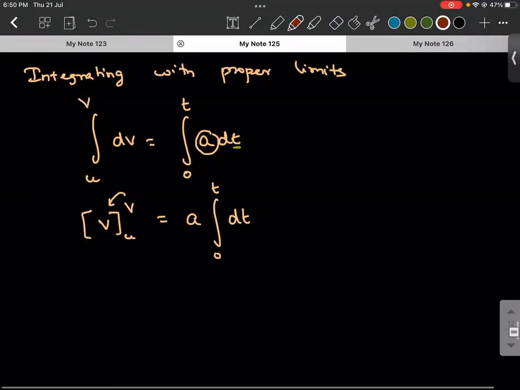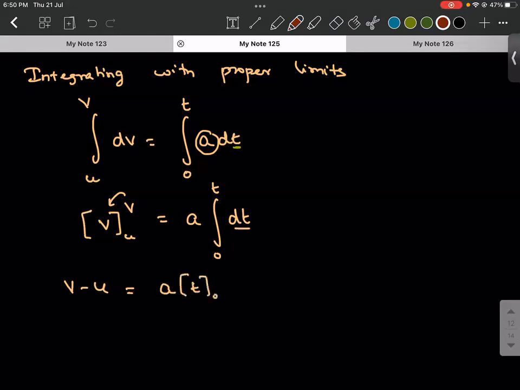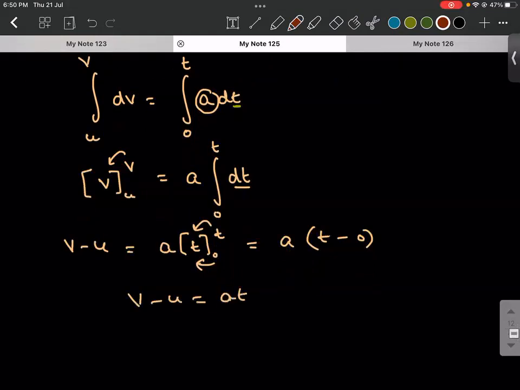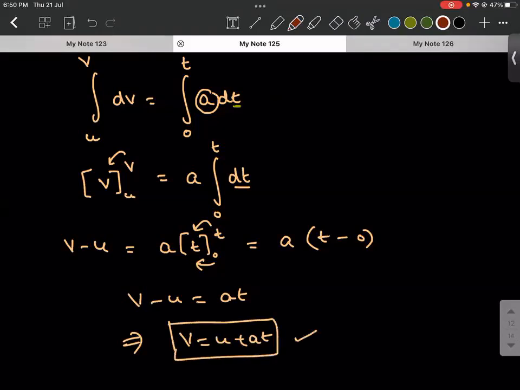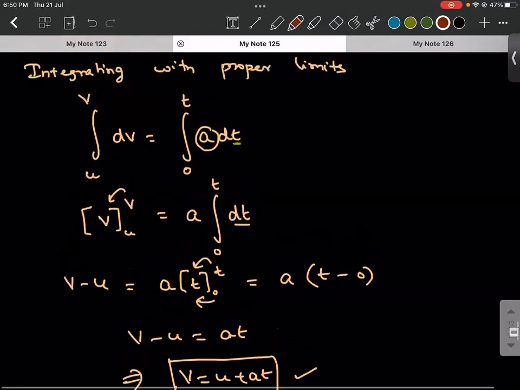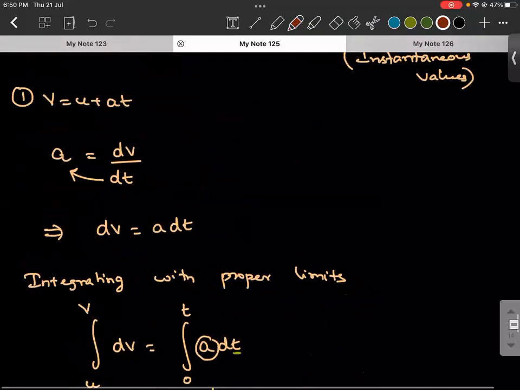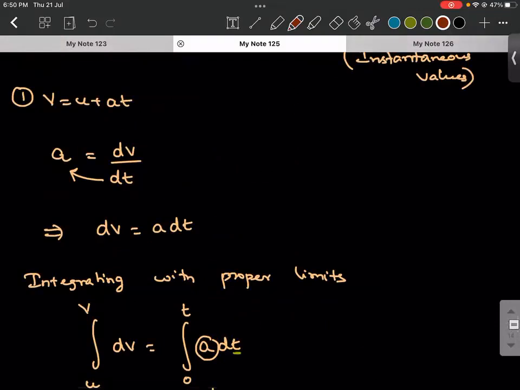So if you substitute the upper limit, you will get v minus u is equal to a into integral of dt, which is t, again between the limits 0 to t. Substitute the upper limit t minus the lower limit 0. So v minus u will be equal to a into t, which implies v is equal to u plus at. So this is how you derive the first equation of motion using the calculus method. I hope the steps were clear.